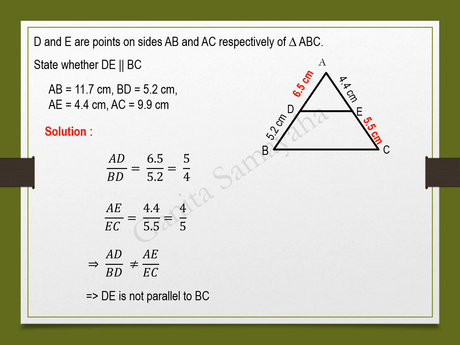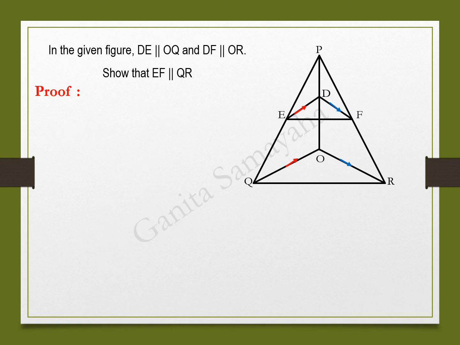Let us see a few of them now. So you are given a figure in which DE is parallel to OQ and DF is parallel to OR. I've already told you that if you have got two conditions, then you will have two statements. Comparing those statements, you can arrive at the result. So we are given that DE is parallel to OQ. Let us consider that first.